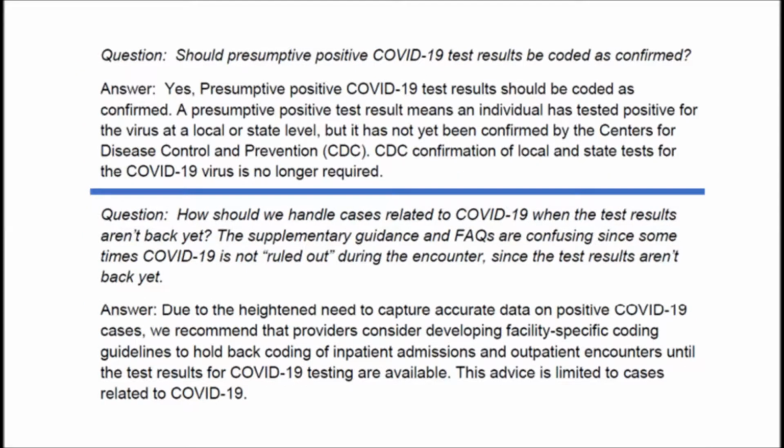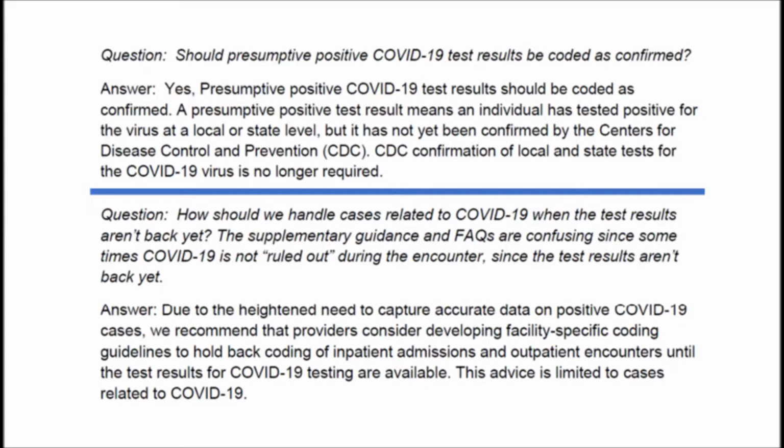Question: should presumptive positive COVID-19 test results be coded as confirmed? Answer: yes, presumptive positive COVID-19 test results should be coded as confirmed. A presumptive positive test result means an individual has tested positive for the virus at a local or state level, but it has not yet been confirmed by the Centers for Disease Control and Prevention, CDC. CDC confirmation of local and state tests for the COVID-19 virus is no longer required.